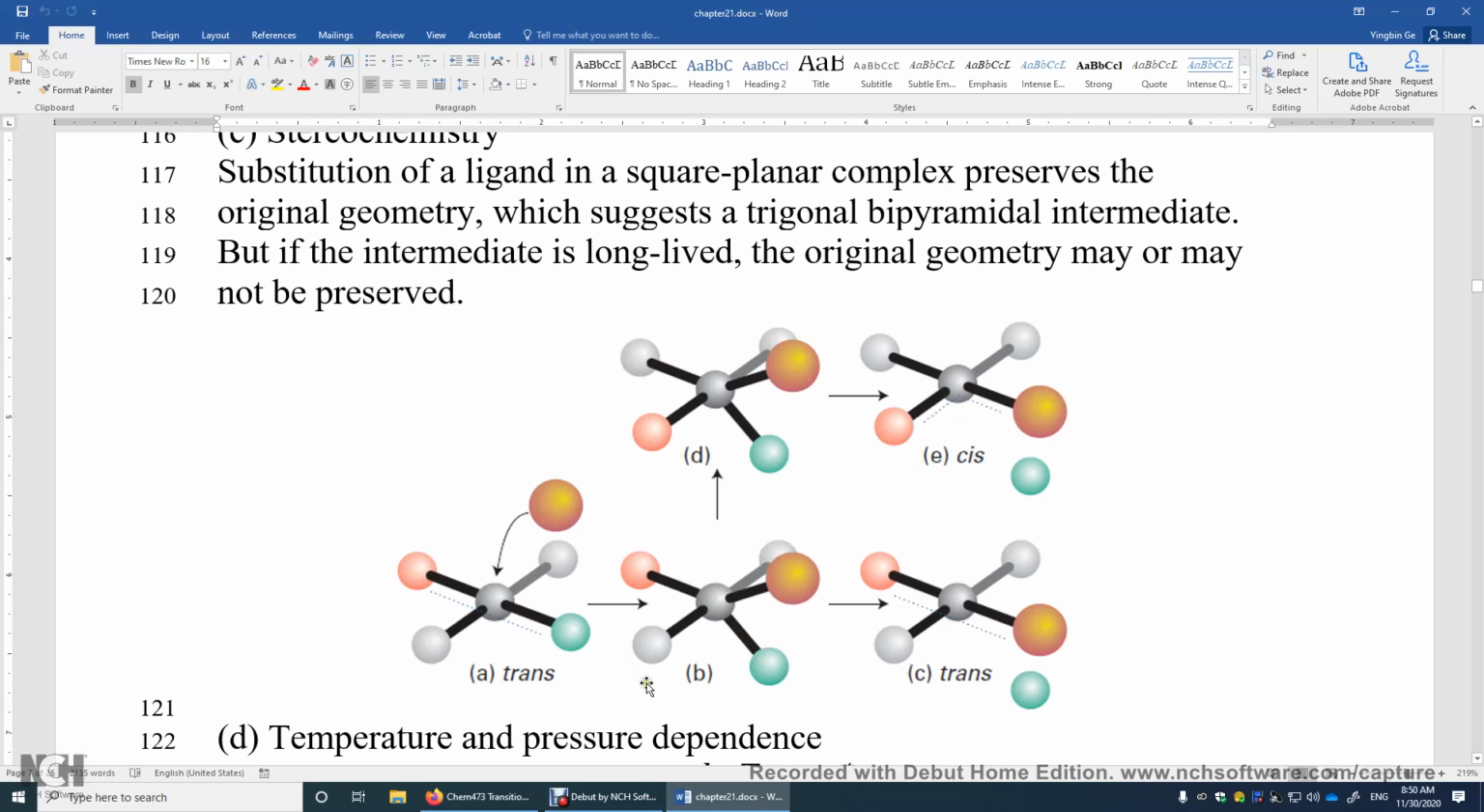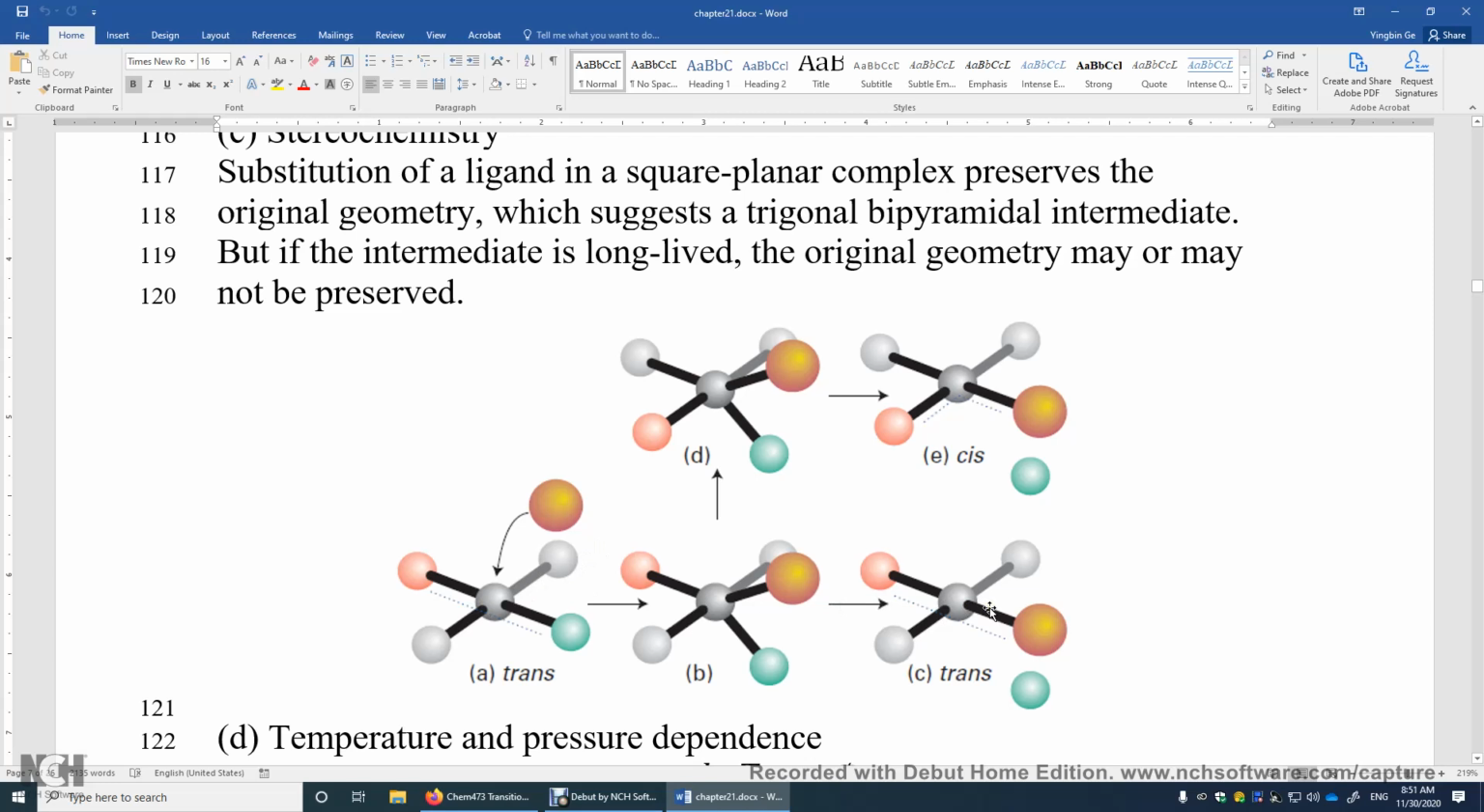All right, so this is the intermediate of the association mechanism. Could this be an interchange mechanism? Yes, but then in that case, this bond is just partially formed, and this bond is partially broken. So in an association mechanism, it is more likely for these two gray spheres to remain in the trans positions.